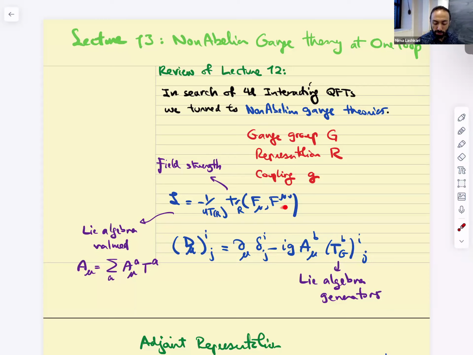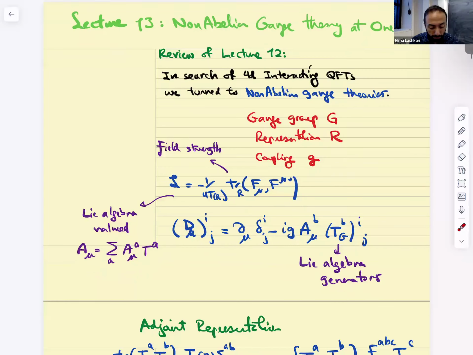So it's just a normalization of the generators of the Lie algebra. Then trace over R of F_{mu nu} F^{mu nu}. A_mu is the connection, and the gauge fields are Lie algebra valued, so they are matrices. This is the form of the covariant derivative that is used to define the field strength in terms of the gauge field. The field strength is just a commutator of the covariant derivatives.